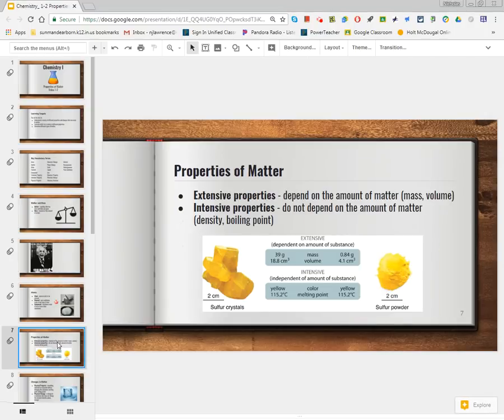So now we can start to consider what are the properties that certain elements have, or certain types of matter have. The first 2 classifications we have are extensive properties and intensive properties. An extensive property is a characteristic that we can observe or measure that is dependent on the amount of matter. Intensive properties are characteristics that we can observe that are not dependent on the amount of matter, but have to do with the intrinsic characteristics that that piece of matter has.